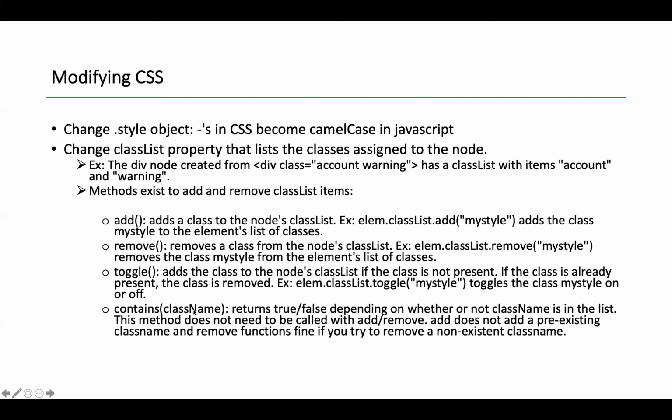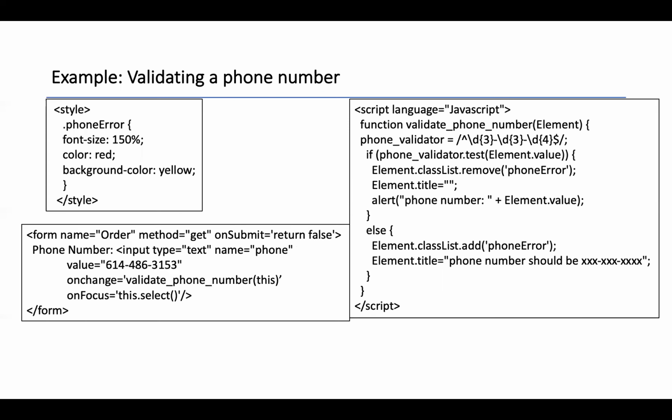Now, you don't normally need to use contains because add will not add the class a second time. So if it's already there, add doesn't add it a second time. Same thing, if you call remove and the class is not there, nothing bad happens. So you really don't need to call the contains method before an add or remove.